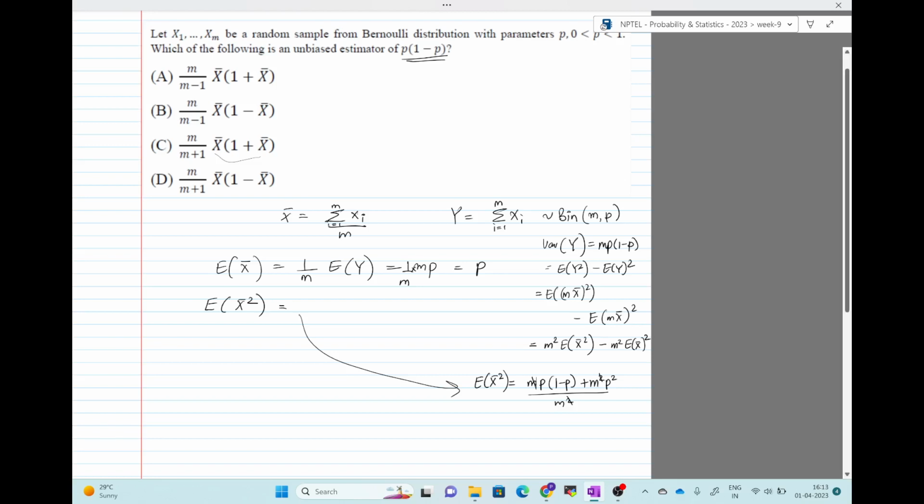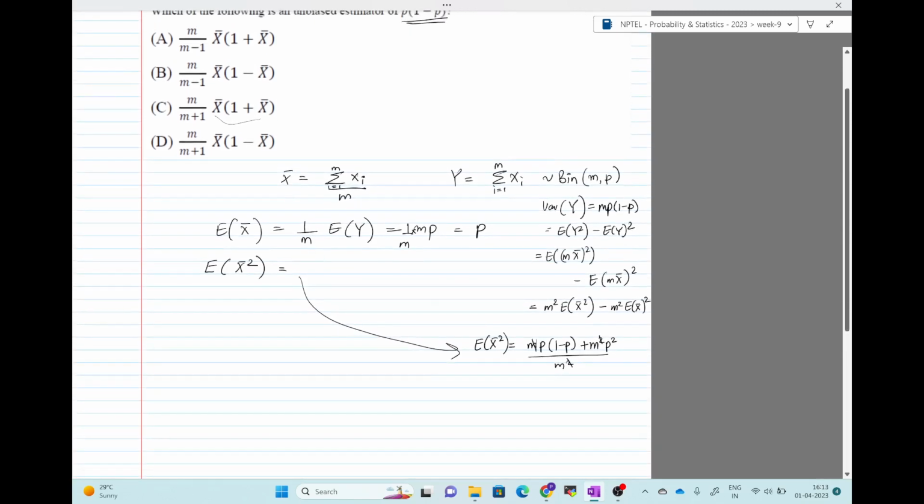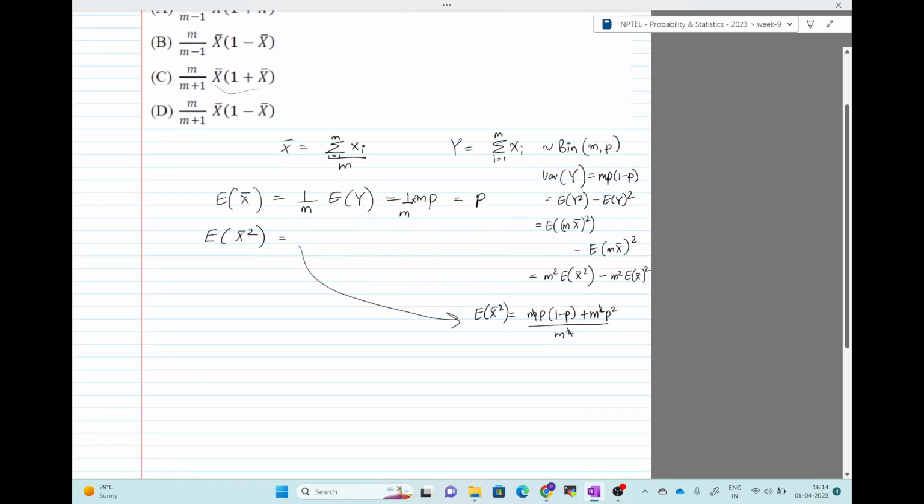Yeah, so we just started from the variance of y, because we know the variance of this binomial. If you are able to follow this now, from the variance of y, which is equal to this, we substituted the x bar term. Yes, sir. Okay.